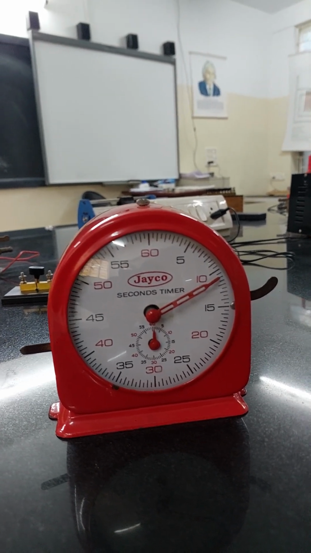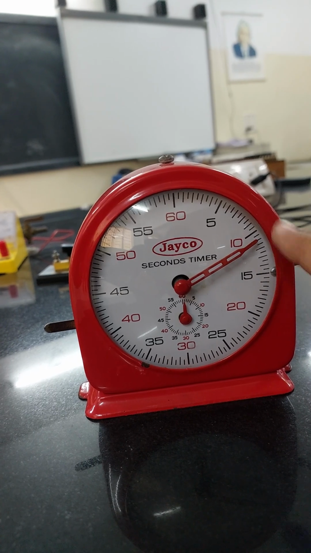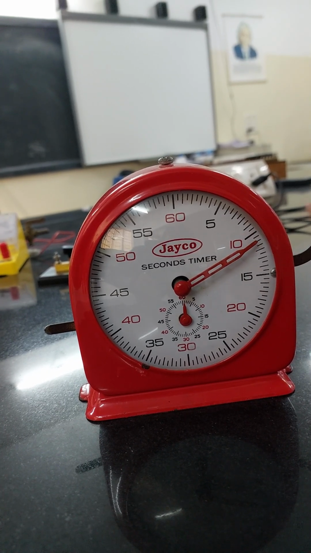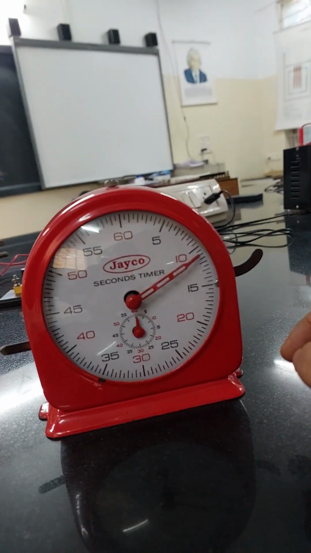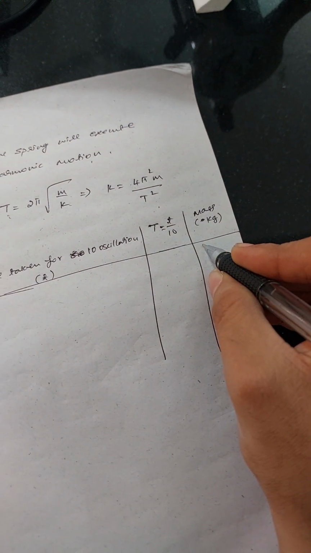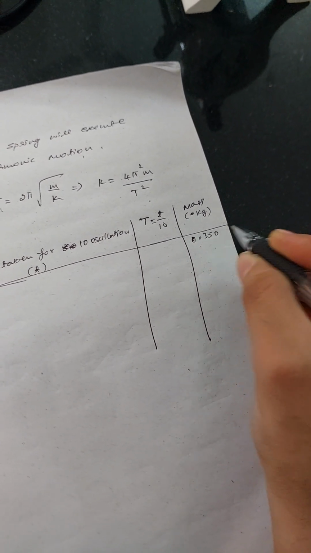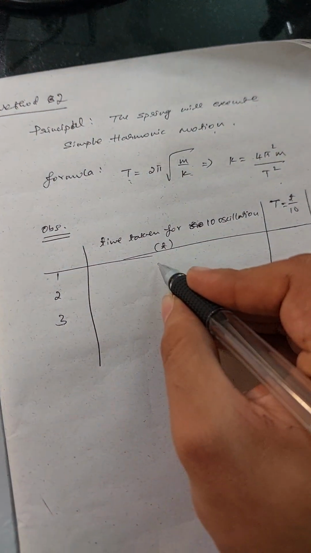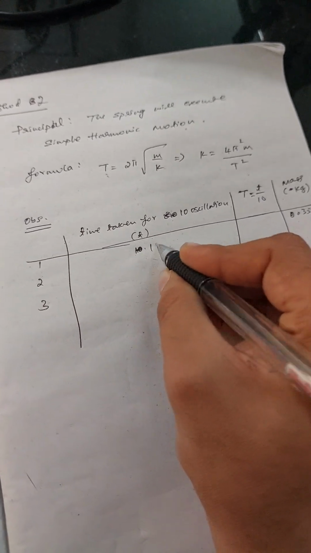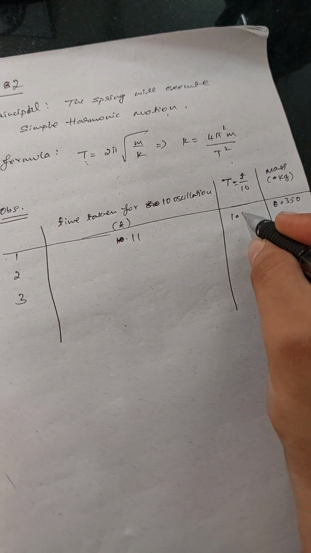11. First you have to know the least count here. This is 10 seconds and this is 15 seconds. There are 10 divisions between, so each division is 0.5. So it's 11 seconds that has elapsed. That's what I'll write here. For 350 grams, that means 350 divided by 1000, so it's 0.350 kg, and the time taken is 11 seconds. So obviously the time period would be 11 by 10, that would be 1.1 seconds.